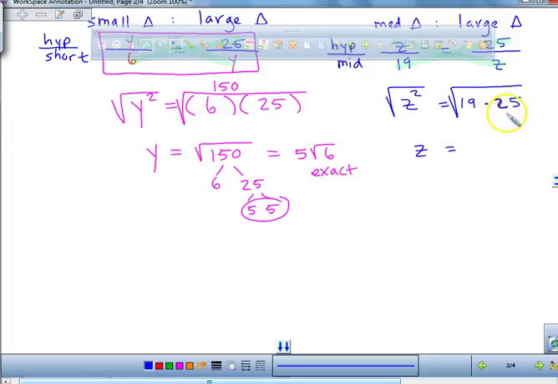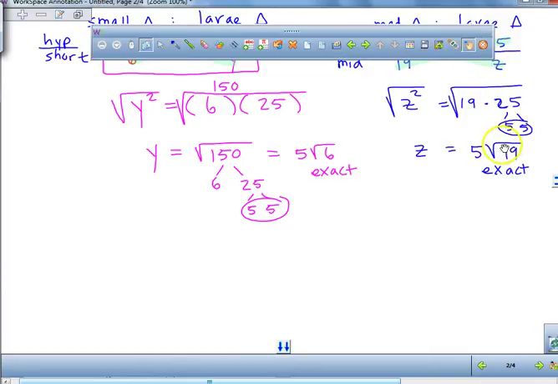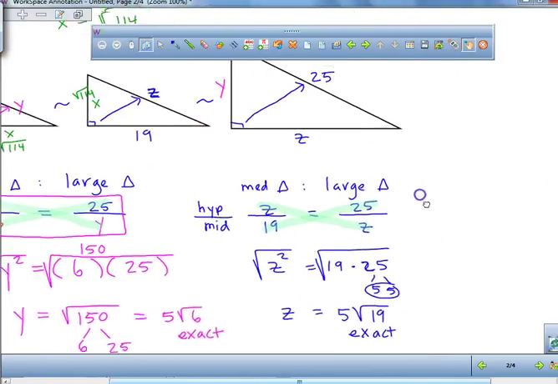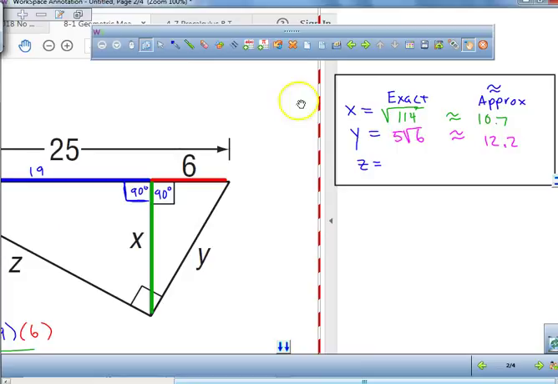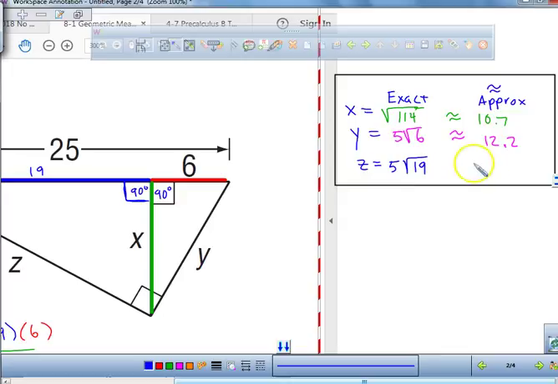Okay, now watch. Right here, do you guys see this 25? We're going to break that down into a 5 and a 5, which means a 5 comes out. But what still stays inside of the radical? 19. This is your exact answer. This is your final exact answer right here for Z. So right up here, you're going to write 5 radical 19 in your answer box.